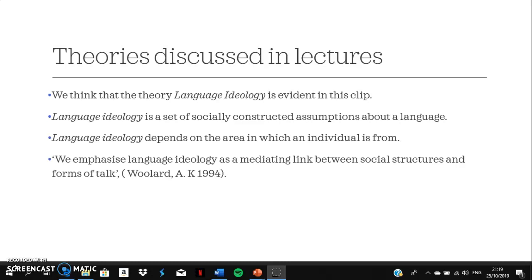Thus, there is a suggestion that language ideology can be viewed as assumptions from society as a full collective, and also broken down further into the particular area in which the individual is from. Language ideology also reflects different social classes. For example, wealthy and poor people will have different language ideologies.